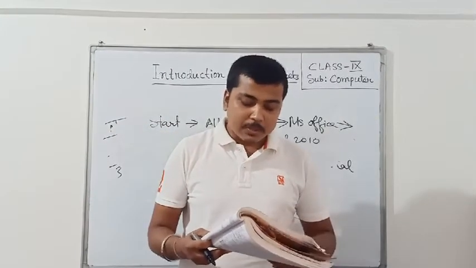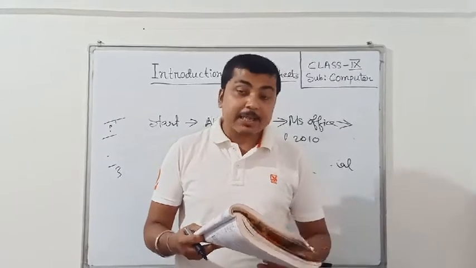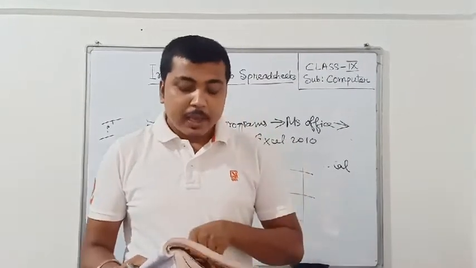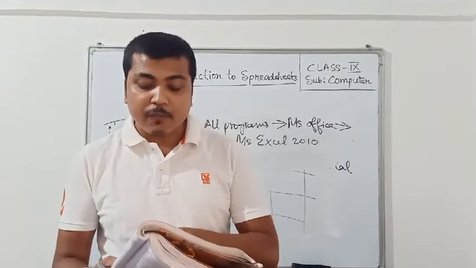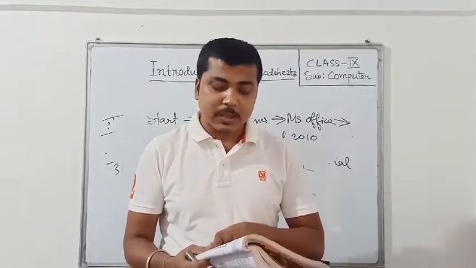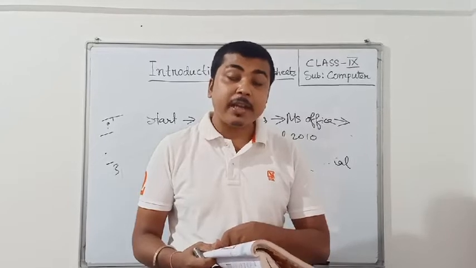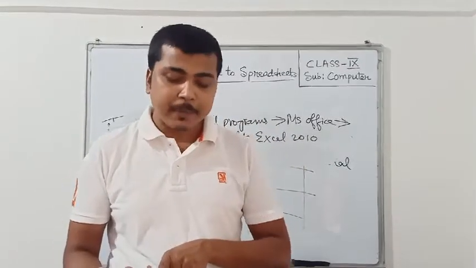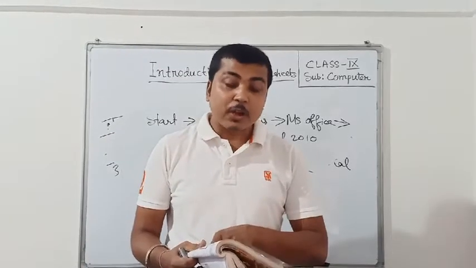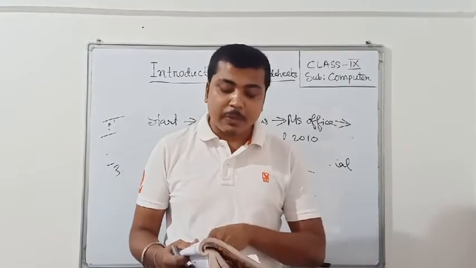Now next, rows and columns. A worksheet in MS Excel has, underline this point, student, 1,048,576 rows and 16,384 columns. This you have to keep in your mind. Total number of rows and columns in MS Excel. So how many rows?